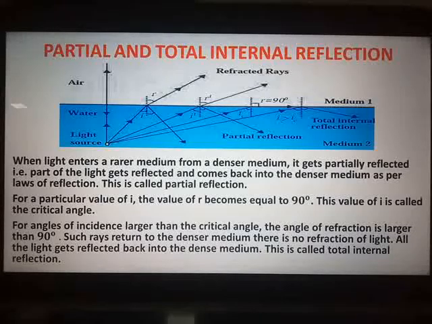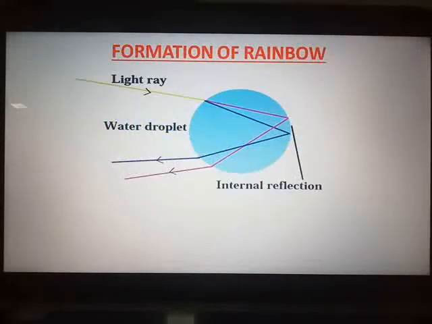And the next topic also is extremely important from the board examination point of view, formation of rainbow. I have told you what a rainbow is. Rainbow is a beautiful, natural phenomenon which is observed in the sky after a rain shower, after rainfall. It is a combined effect of three different processes, that is dispersion, refraction and total internal reflection of light.